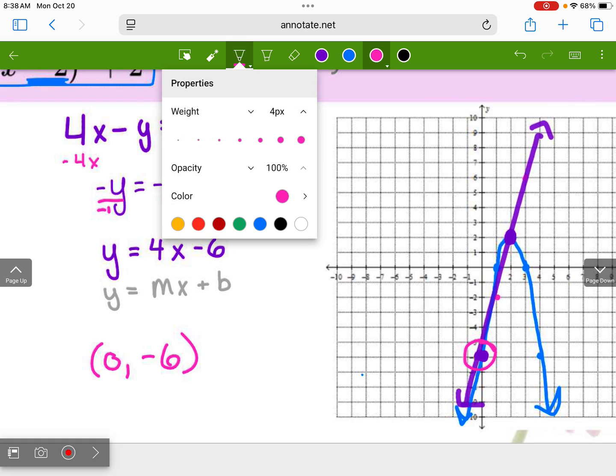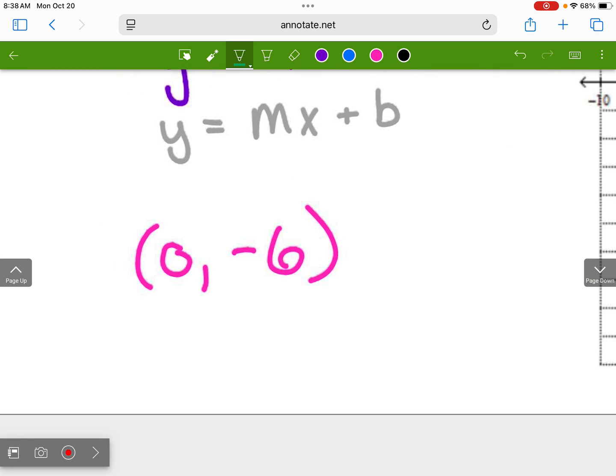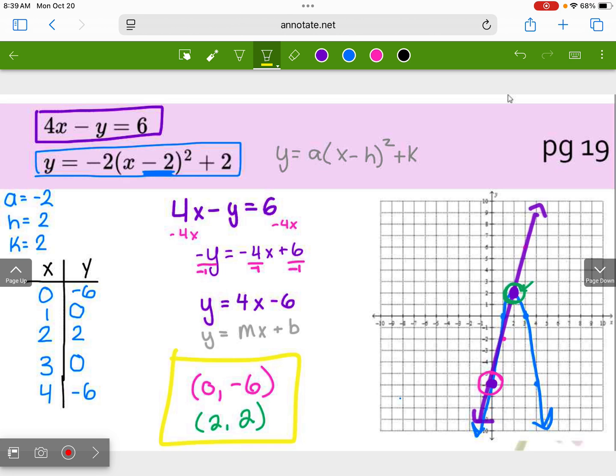So one of our solutions is happening right here at 0, -6. Where else do we have a solution? At 2, 2, up here. At that vertex right where they're crossing. So 2, 2 is another solution. We wound up with two solutions on this one. So remember, we can get one solution, we can get two solutions, or we can get no solutions. So if it's hitting in two spots, which, yeah, this one's gross, but it is hitting in two spots, we get two solutions. We will not get more than two solutions when we have a quadratic. Not going to happen.